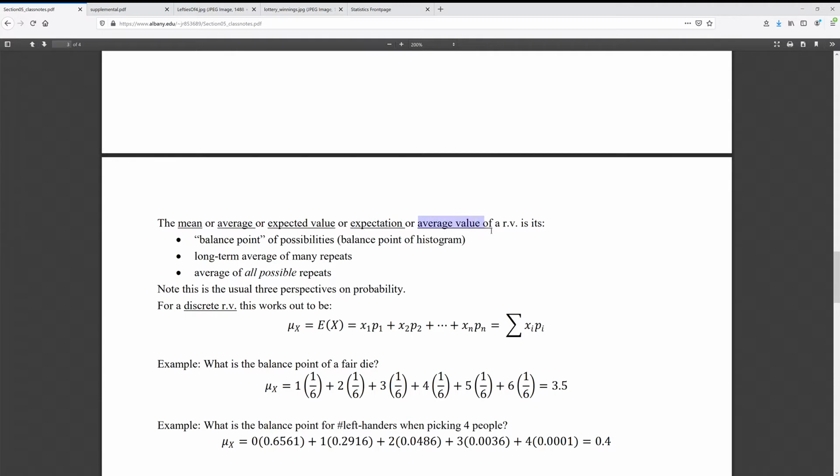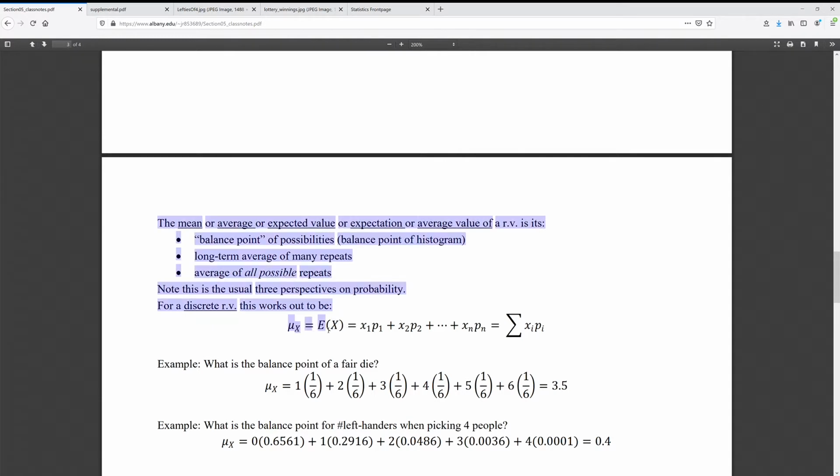Average value, well, it's not really a value, but okay. Mean or average, I think, is to the point. I'm going to tend to use mean, but it's the usual thing. Average is kind of common parlance. Mean is kind of a little bit more sophisticated, but they're all interchangeable and they all mean the same thing.